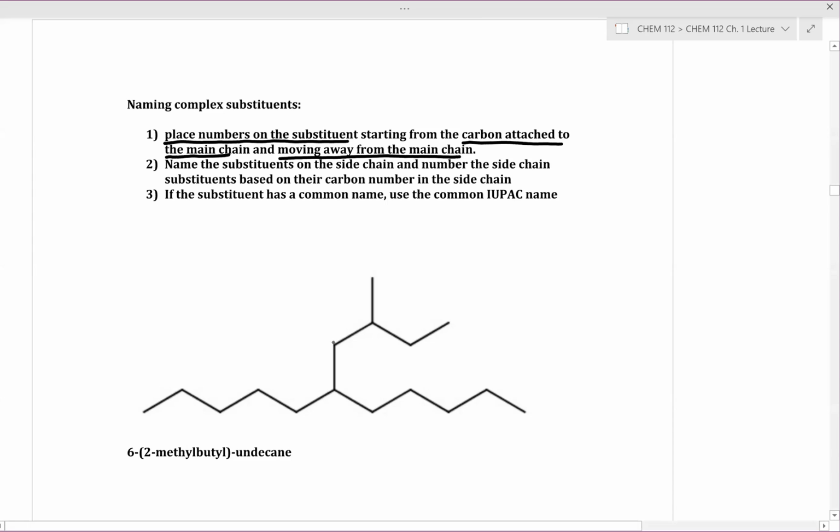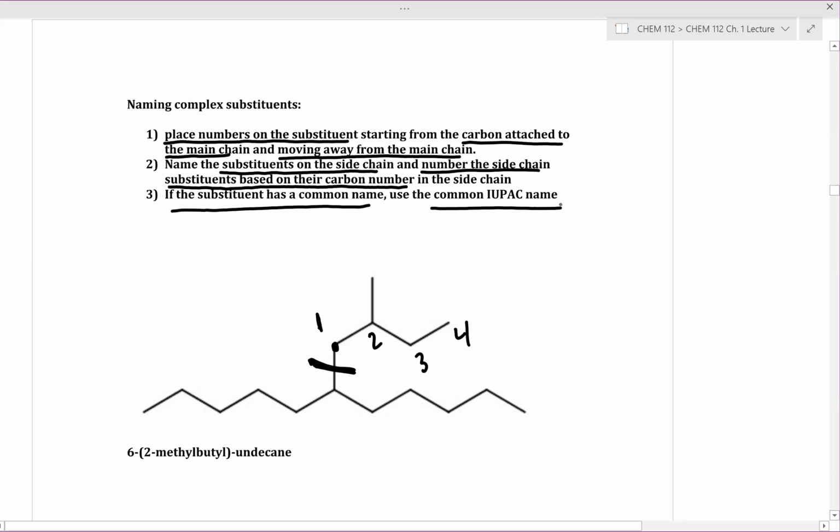So what we're going to do is put a dot on the carbon attached to the main chain. And I just always like to draw a little dividing line to show me this is a side chain that's attached to my main chain. Then, just like I do for counting my carbon locants, I put the number 1 on the carbon attached to the main chain. I then count in a way that gives me the longest carbon side chain. Does that make sense? It's even easier than counting locants on the main chain, because you always know what carbon 1 is going to be. It's the carbon that's attached to what? Main chain, exactly. Then you'll name the substituents on the side chain and number them based on their carbon number. If the substituent has a common name, make sure you use the IUPAC name.